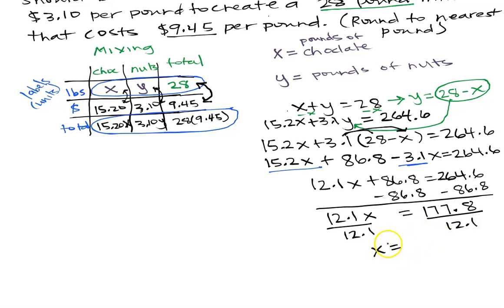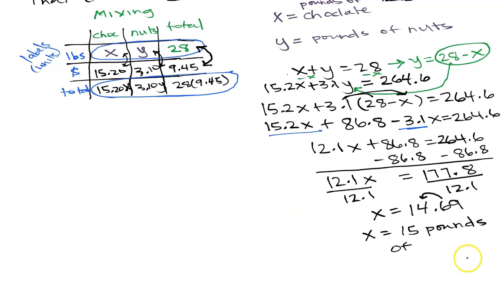x equals, and this doesn't come out to a whole number answer, right? What do we... 14.69. Okay, and so if it asks us to round to the nearest pound, right, then that 6 is big enough to round that 4 up to a 5. So we're going to say x is 15 pounds of what? What was our x again? Chocolate. Yeah, so 15 pounds of chocolate. Whoops. Got the O and the L backwards there.